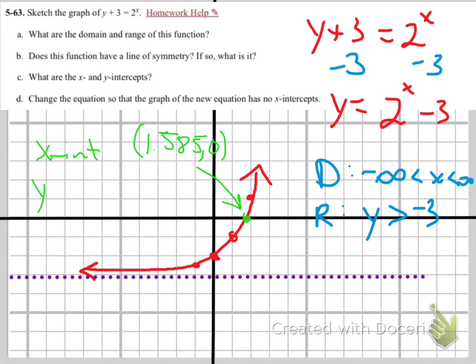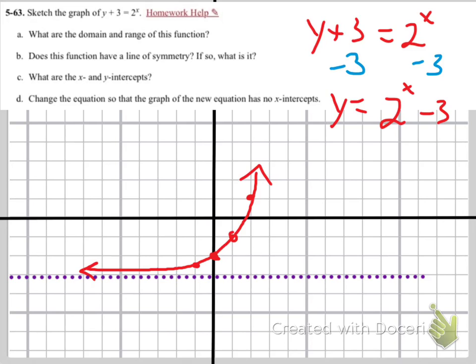The y-intercept, though, we do know it is that point right there, and that coordinate point then is (0, negative 2). In a future chapter we'll learn how to figure out the x-intercept a bit better. And then problem D. What can I do to the graph and the equation so it has no x-intercepts?